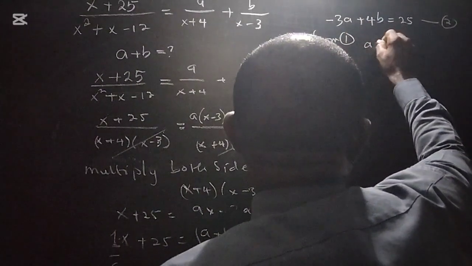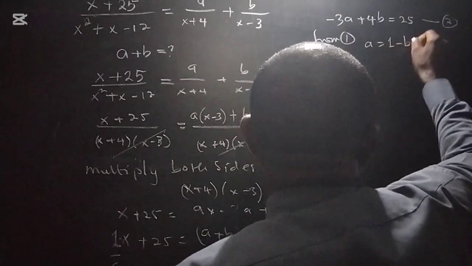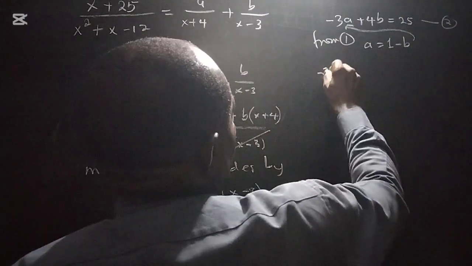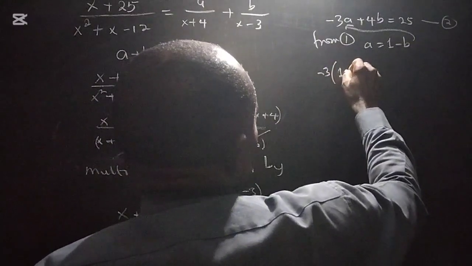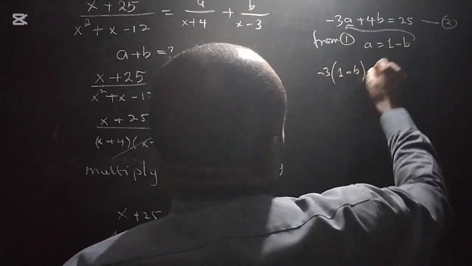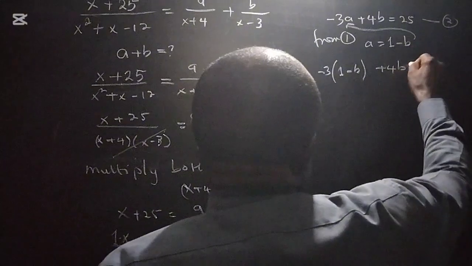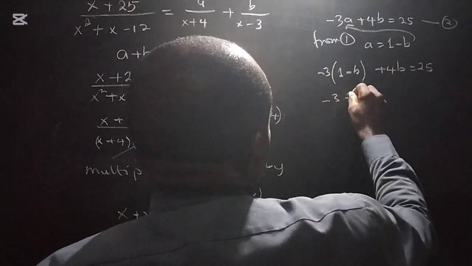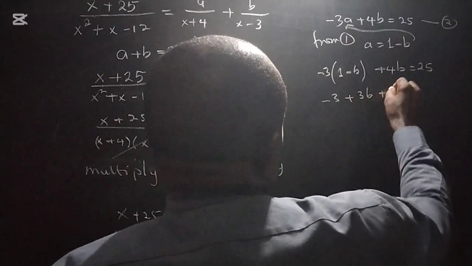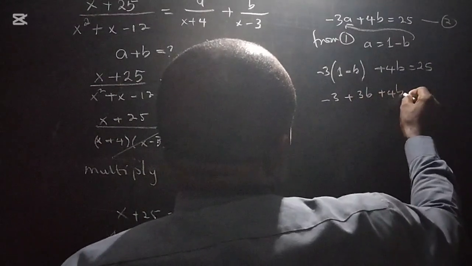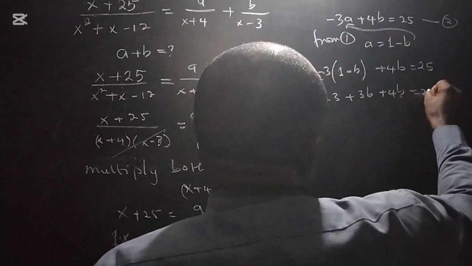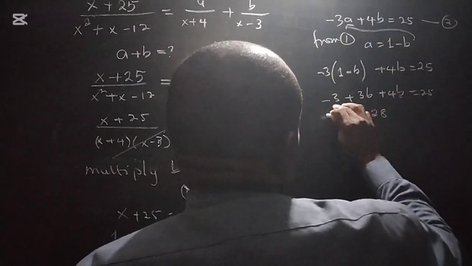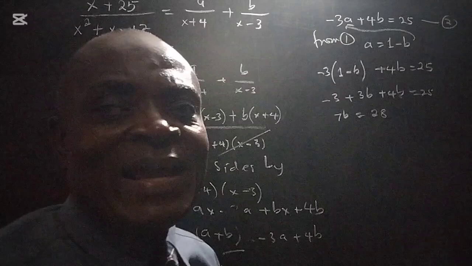From equation 1, if we make a subject, it will be 1 minus b. So we put this value here in the place of a. We have minus 3 into 1 minus b, then we have plus 4b is equal to 25. So minus 3 plus 3b plus 4b equals 25.